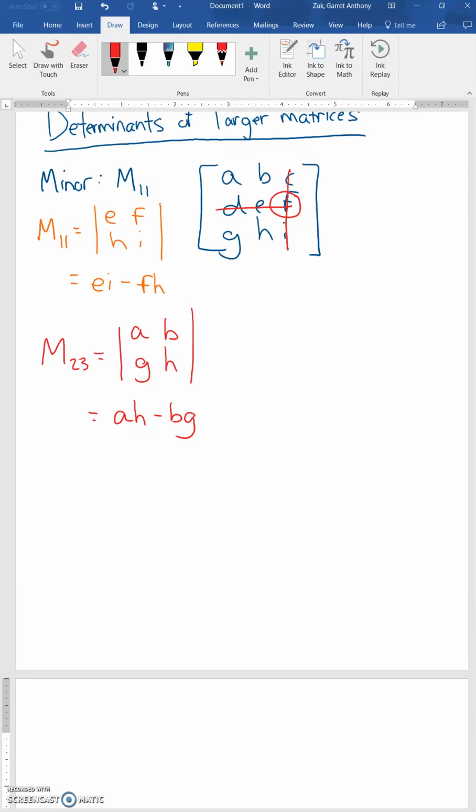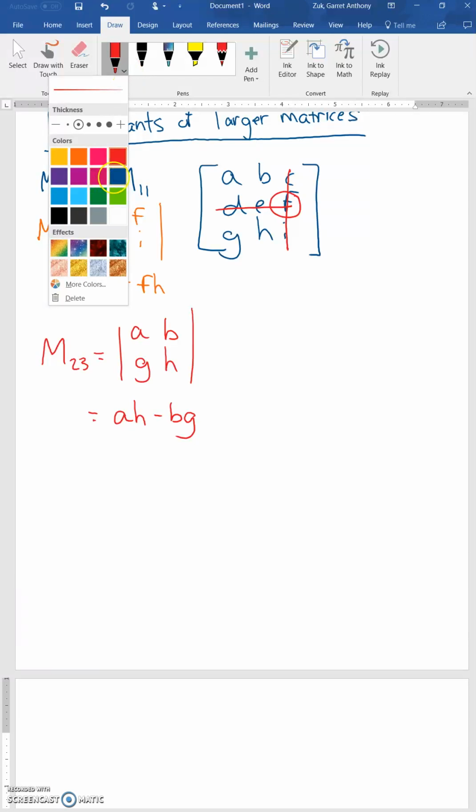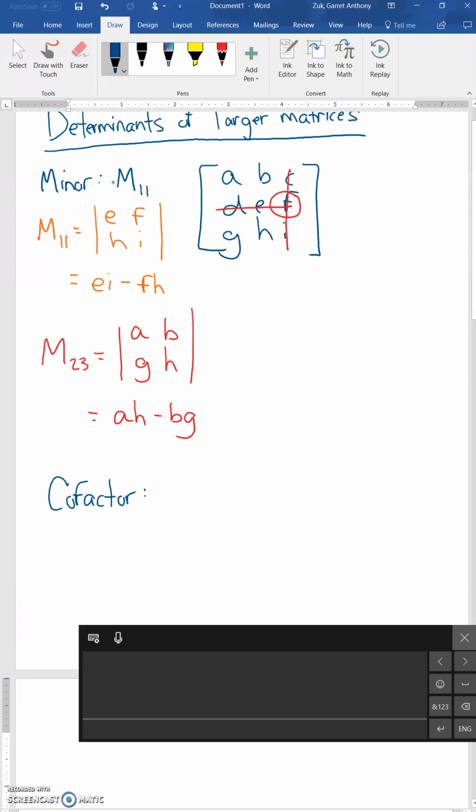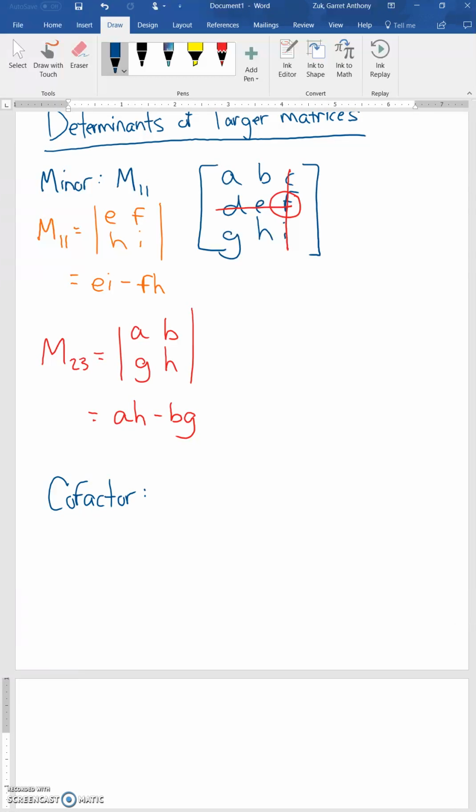So now these smaller minors are going to help us figure out the determinant of a larger matrix. So we've got our minors. Now the next one we're going to hear is this word cofactor. So let's switch up colors. We've got this thing called a cofactor, and again, we're going to use a capital C here, with these smaller numbers again.